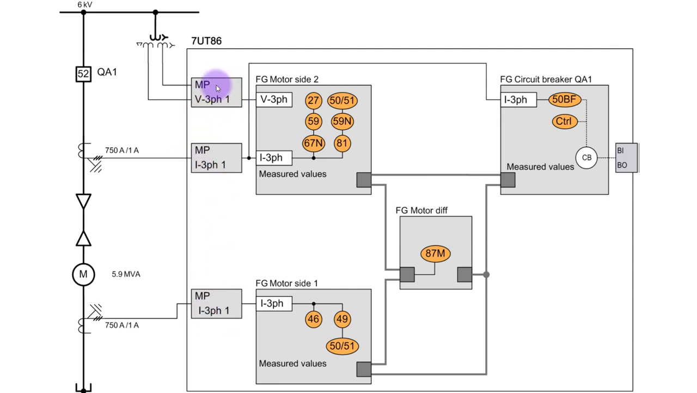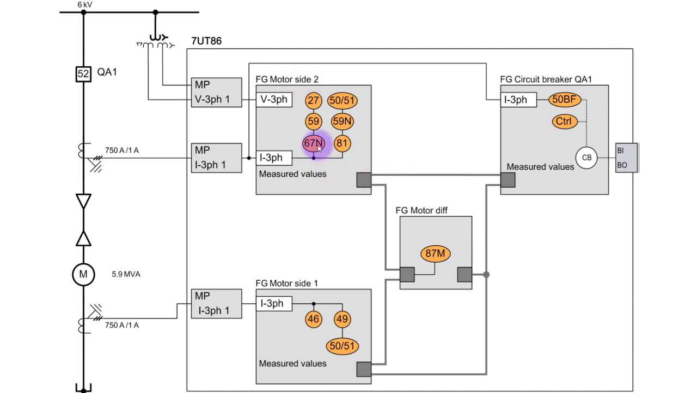Another measuring point is for the voltage connection. Yes, here it is very good that it is showing the open delta connection as well. So this PT, we have to configure the 3 phase VA, VB, VC, and also open delta connection. Open delta connection for 59N, that can be used for 59N. And here we can see it is connected to these measuring points, to this function group motor side 2.